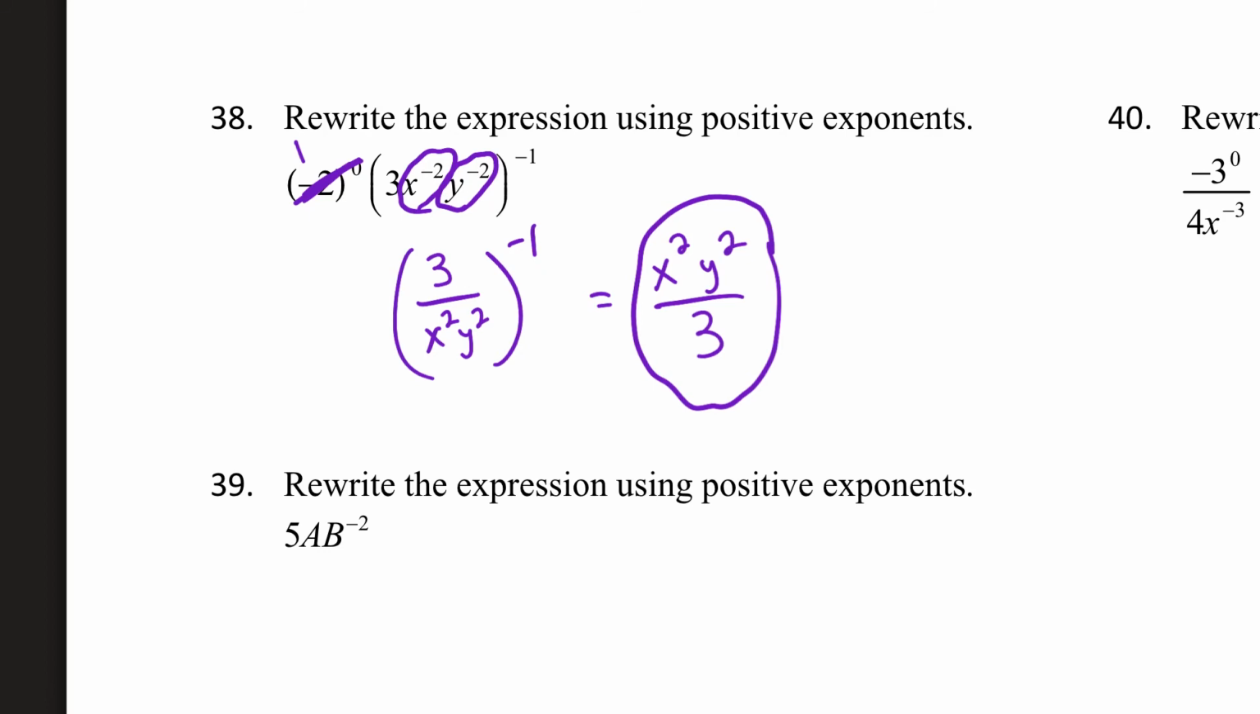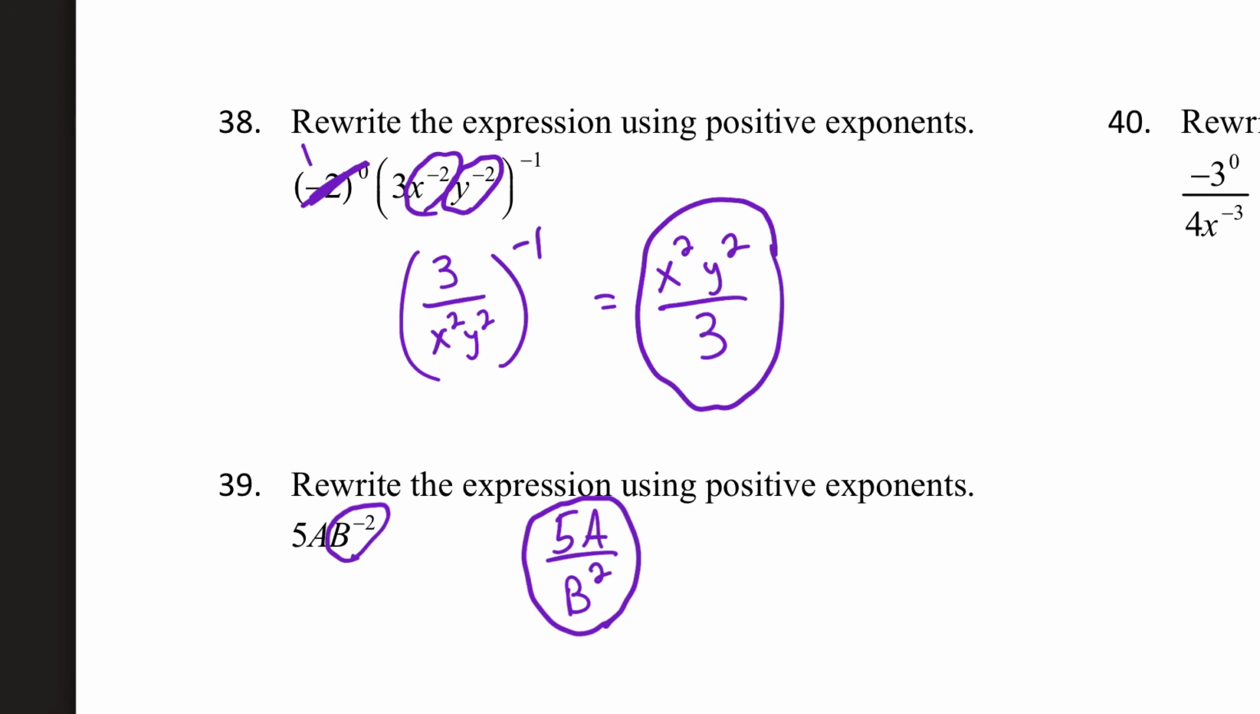Number 39, rewrite the expression using positive exponents. There's not a lot to do here. We have 5, and then we have capital A and capital B, which they decided to use for exponents, which is fine. The B has the negative exponent, so I will move that to the denominator of the fraction. The 5 and the A will stay up top, and it will just become B squared once it's moved. And honestly, that's where I stop. There isn't a lot of work to show here because that's the best I could do.